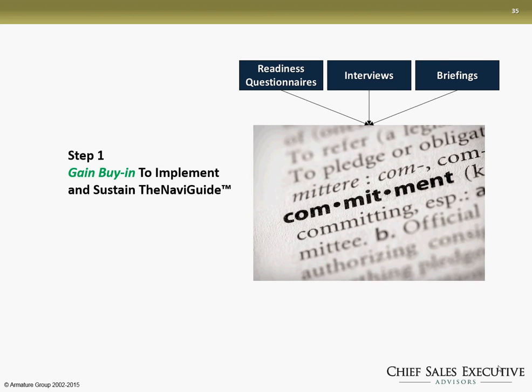Now, to gain buy-in to the TheNaviGuide is critical. We do that by working with your senior leaders, sales leaders, product leaders, and other technical experts through a series of questionnaires, interviews, and briefings to educate them about the TheNaviGuide.